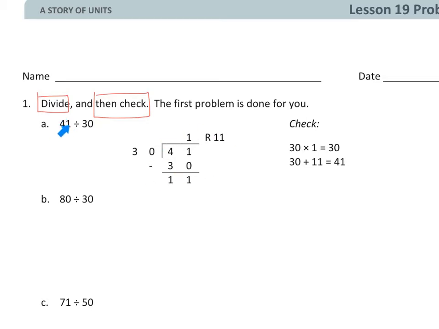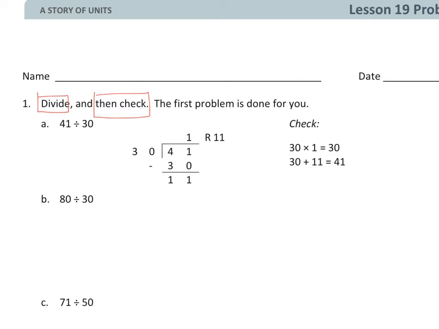41 is our dividend, the number that we're dividing up. So 41, the dividend, goes inside the little division house. The divisor is 30. Here's 30 on the outside. That tells us how many groups we're going to have. The quotient is going to be the answer, and then you'll have a remainder. And then we will take our quotient and remainder and check it. We'll work backwards to see if the 41, the dividend, matches what we had on the problem.